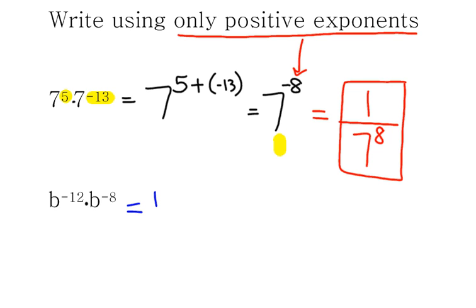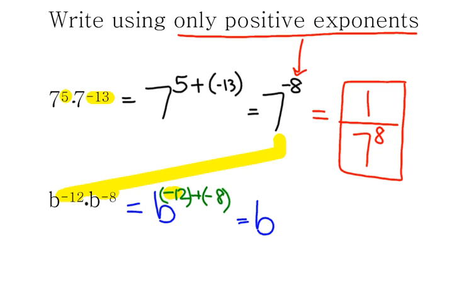The base here is b, so the b doesn't change. And then I am supposed to add together these exponents. It is negative 12, negative 12, and negative 8. And these actually have the same signs. They're both negative. Same signs, so we add 12 plus 8 is 20, and it is negative. This is like saying you owe me $12, you owe me 8 more, so in total you owe me 20.